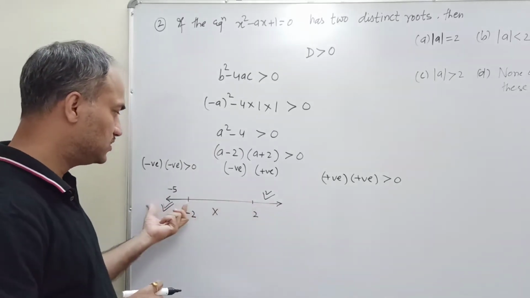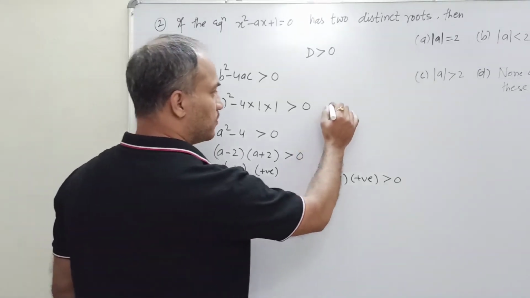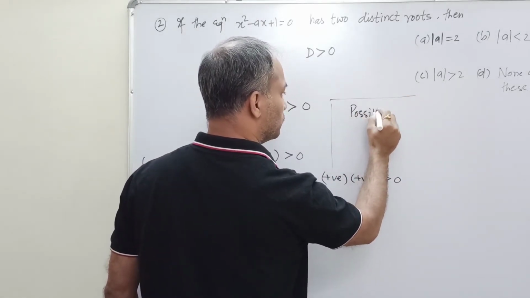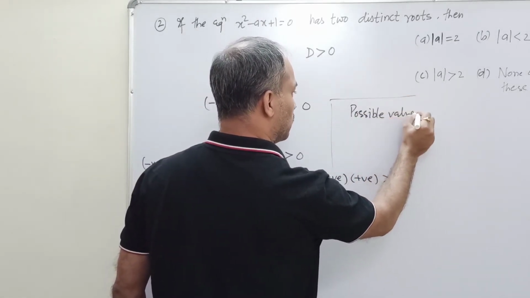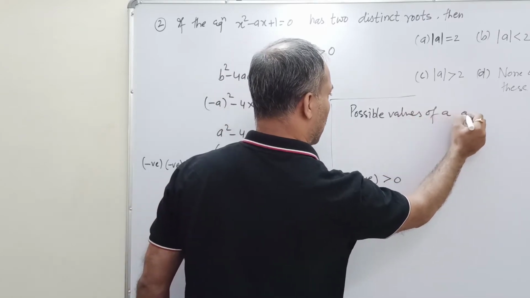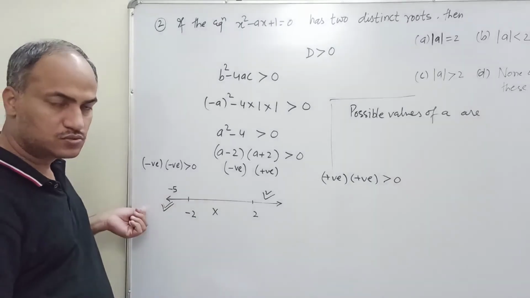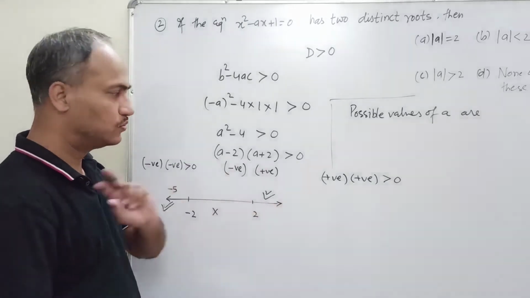Okay, this range and this range. So the possible values of A are either less than minus 2 or greater than 2.